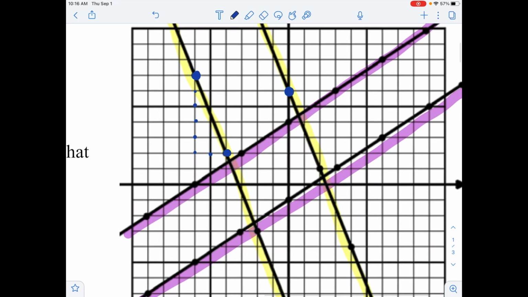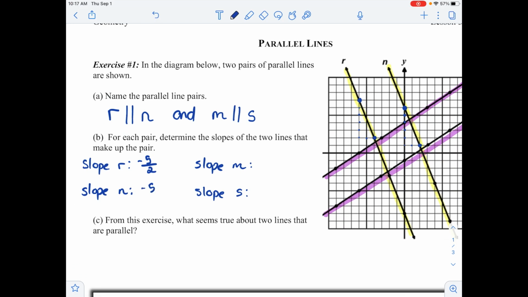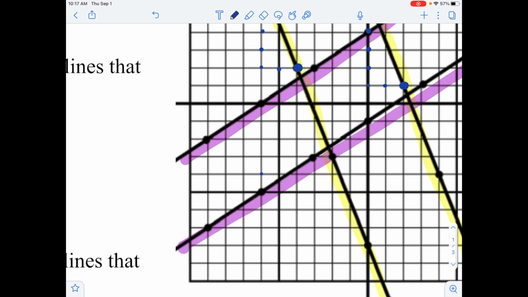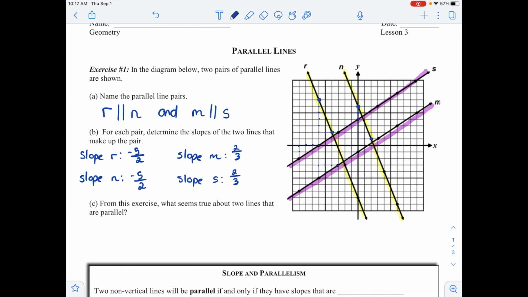Let's look at N. So I'll go from here to here. Down 1, 2, 3, 4, 5, right 1, 2. Let's do M. M is up 1, 2, right 1, 2, 3. And S is up 2, right 1, 2, 3. So both of those would be up 2, right 3. Okay, so now we're going to take a look, see what we notice. What seems to be true about lines if they are parallel? So the slope of R and the slope of N, they're both -5/2. The slope of M and the slope of S, which are 2 parallel lines, they're both 2/3.